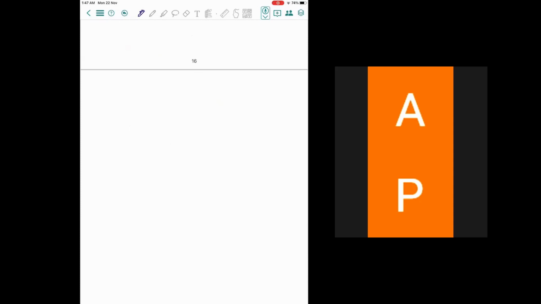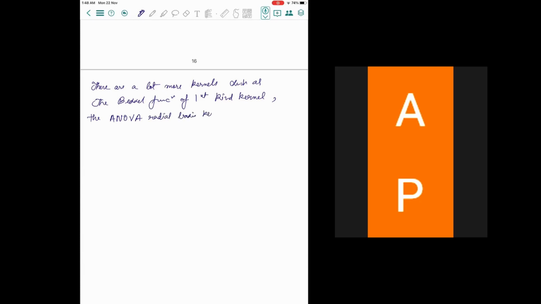There are a lot more kernels which are popular, such as the Bessel function of first kind, which is used to remove the cross terms from mathematical operations, and the ANOVA radial basis kernel. But these are a bit outside the purview of this lecture.